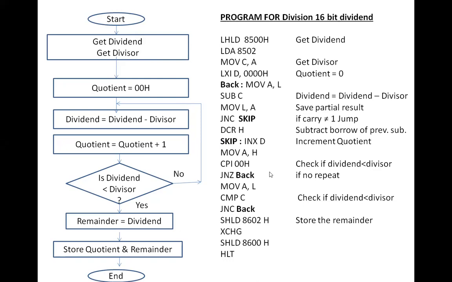And in that process, the content of the H register, that is the higher order dividend, will have to be reduced, and the time will come when the content of the higher order register will become 0, even though it may be possible that the content of L, which is the lower order dividend, will not be less than C. So what will happen? C will be subtracted from L until the value of L becomes less than C. And this is going to do all this process. So this is the program which is used for division, where the dividend is 16-bit and the divisor is 8-bit.